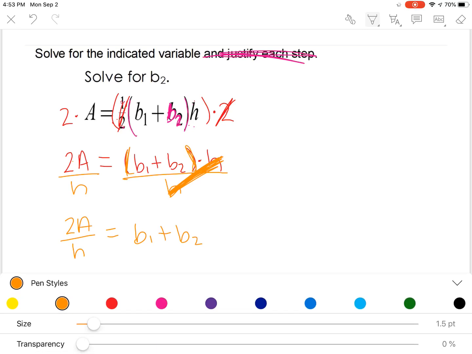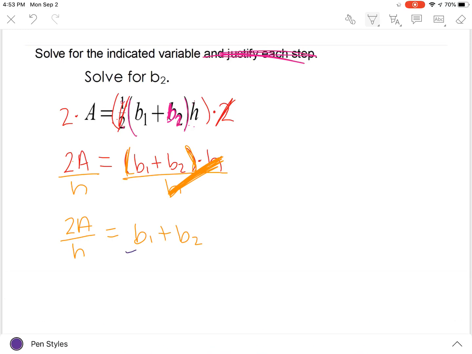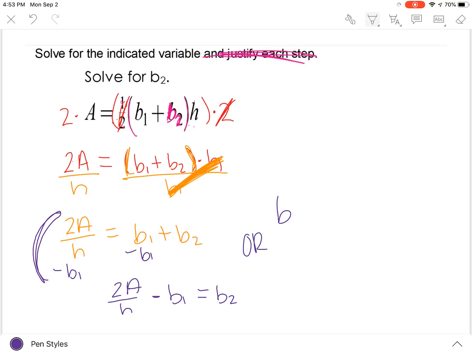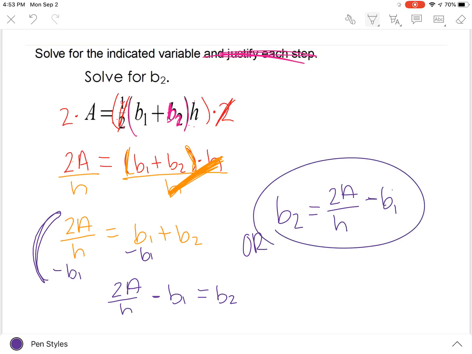Well, we want to get that b2 all by itself. So our last step is to subtract b1 from both sides. Notice how on this left-hand side, none of these are like terms. So our final answer is just 2a divided by h minus b1 equals b2. And again, you could write that as b2 equals 2a divided by h minus b1. And that would be your final answer. So all we did, we just rearranged what we needed to until we got that b2 completely by itself.